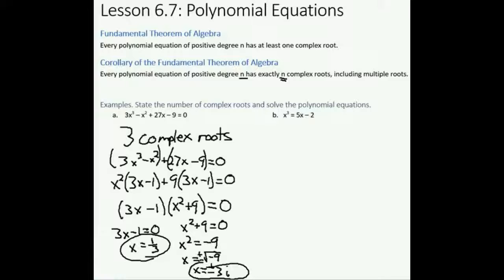Coming over to this next one, we have x cubed equals 5x minus 2. What we want to do is get everything to one side. Well, first of all, we want to know the number of complex roots, and that's also 3, so we still have 3 complex roots. And then we can solve this, and like I said earlier, we want to get everything to one side. Subtract 5x and add 2 to both sides, equal to 0.